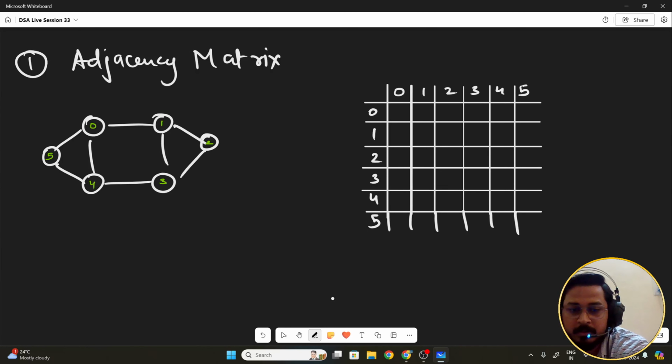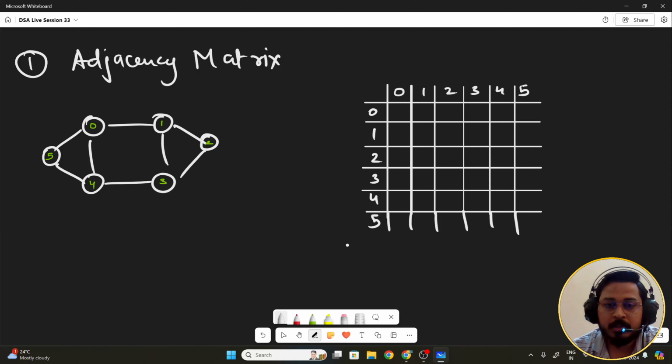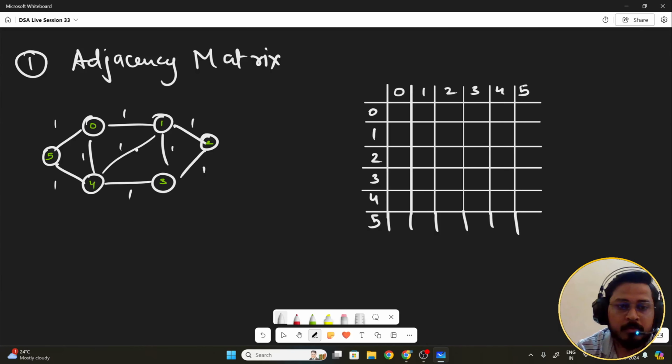Okay, so here now, when there are no weights given, you assume the weights to be 1. So this is the graph. If the weights are given, you put the weights and those weights have to be filled up here.